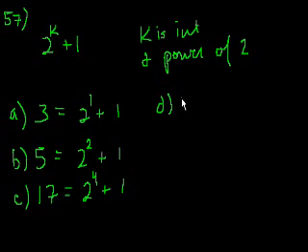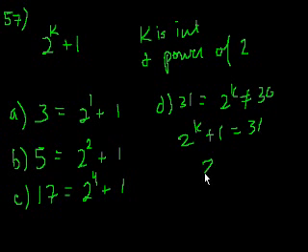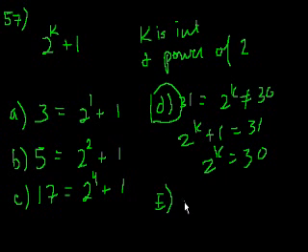Choice D, 31. Let's see. If we subtract 1 from it, 2 to something does not equal 30, right? That would have to be true. If 2 to the k plus 1 is equal to 31, then 2 to the k would have to equal 30. And I can't think of an integer where I take 2 to some power and I get 30. So the choice is D. D is not a Fermat prime. And if you wanted to make sure that it's not E, E is 257. Well, that's just 2 to the 8th plus 1. 2 to the 8th is 256, and that's 257. So the answer is D.